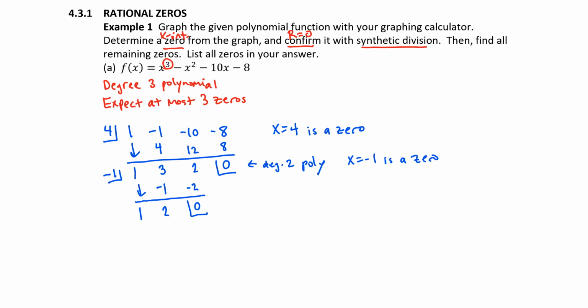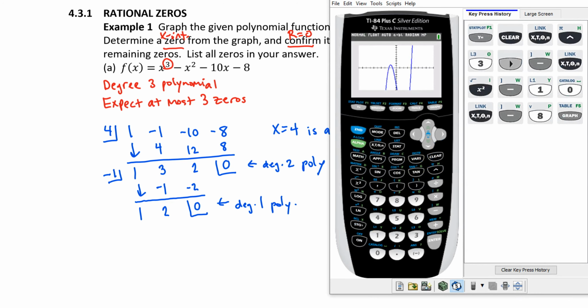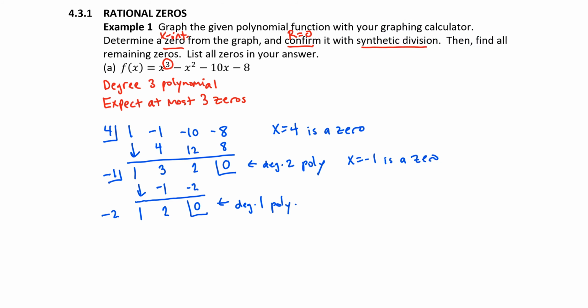So after this extra round of synthetic division, this would represent a degree 1 polynomial. So after each round of synthetic division, the degree decreases by 1. That means there's one more 0 to find. If I look at the calculator and observe the last x-intercept there is negative 2, I can divide negative 2 out of this. It's called a depressed polynomial, by stopping short of that remainder. So notice by getting a remainder of 0 here, that confirms that x equals negative 2 is also a 0.